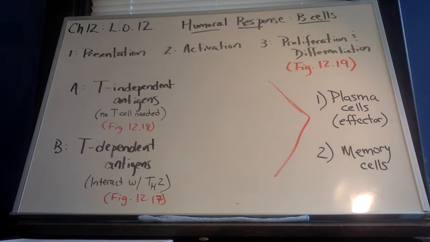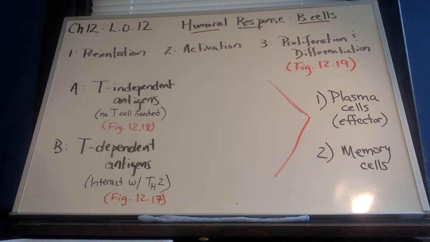Okay, the other half of the adaptive immune response. We just talked about the cellular response with T cells. Now we'll talk about the humoral response, which will concern B cells.